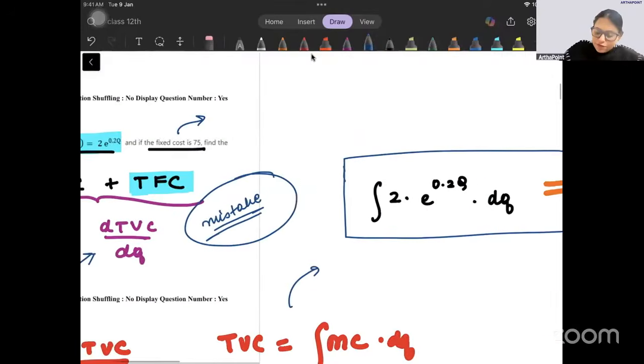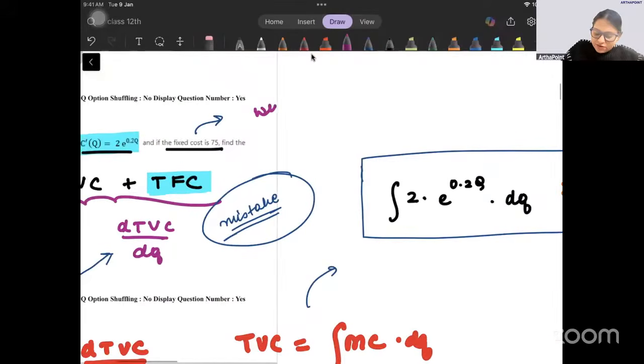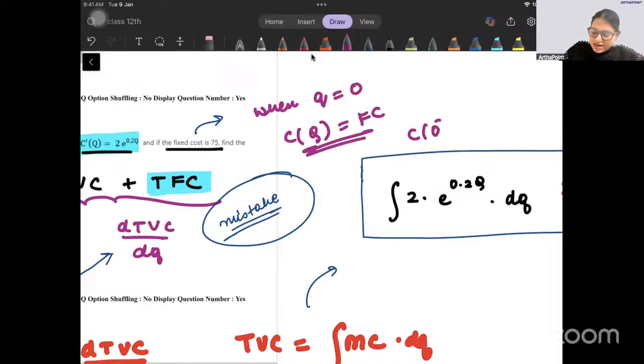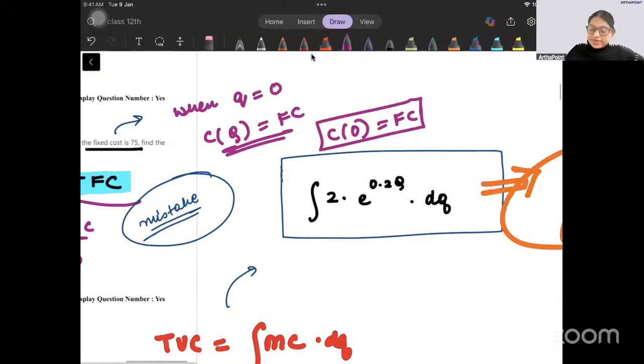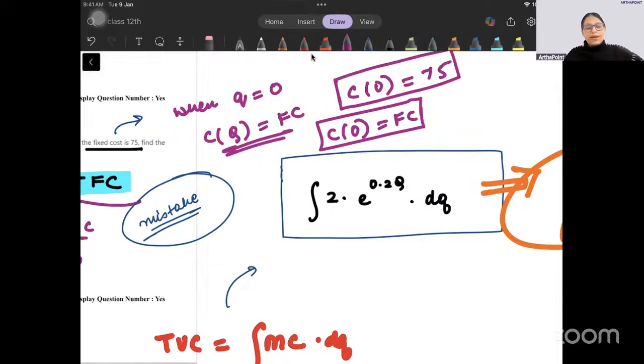And the property of fixed cost is that when output is 0, then my cost is equal to fixed cost. My cost at 0 units of output is my fixed cost. So we know that when I plug 0, I should get the answer as 75.